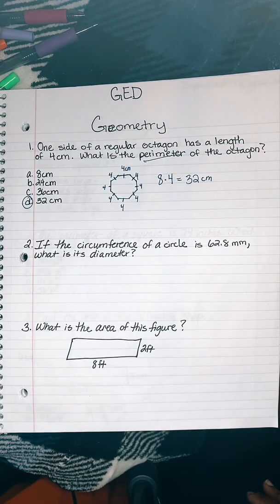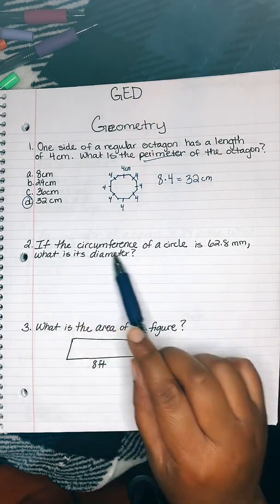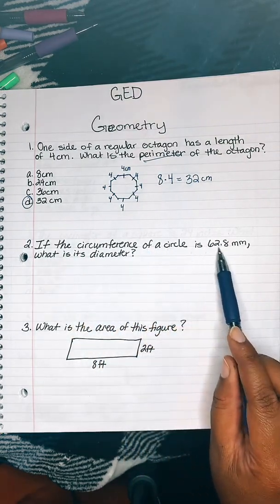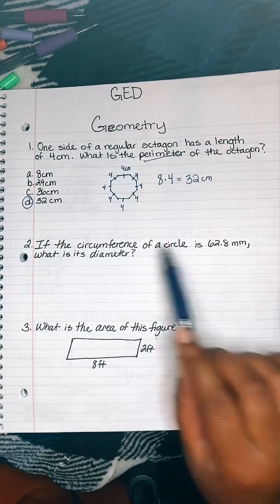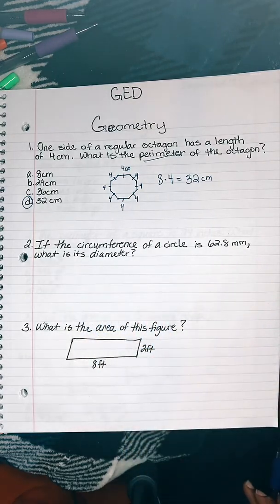Okay. All right. Number 2. Let's go to number 2. If the circumference of a circle is 62.8 millimeters, what is its diameter?